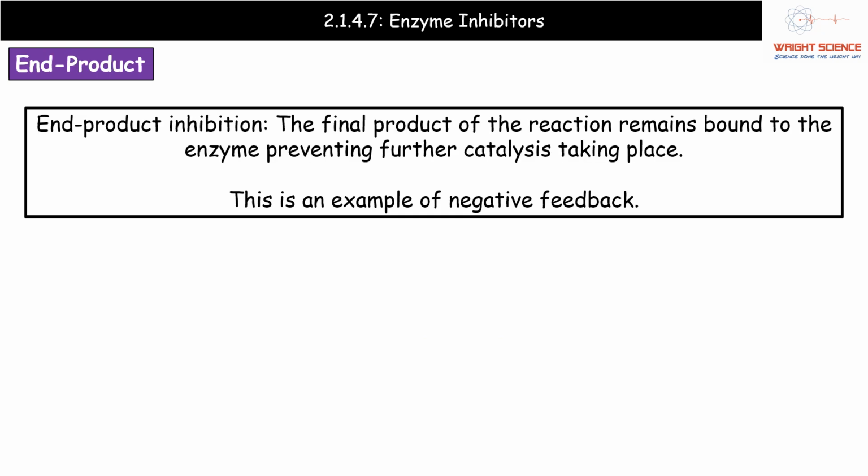The last aspect of inhibitors we're going to look at in this video is something called end product inhibition. It's quite self-explanatory for the name as to what this is. Basically, what we mean by end product inhibition is that the final product of our reaction is going to remain bound to the enzyme, which then prevents further catalysis taking place. So what we're really looking at here is an example of a negative feedback system.